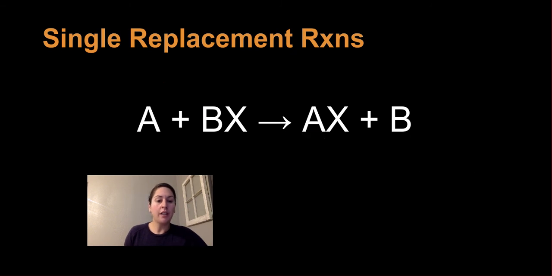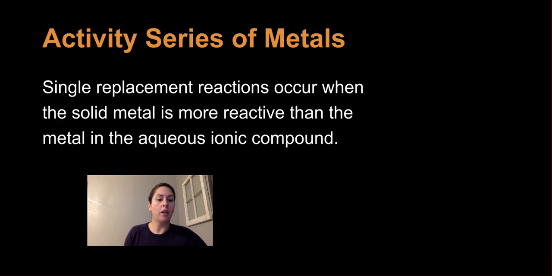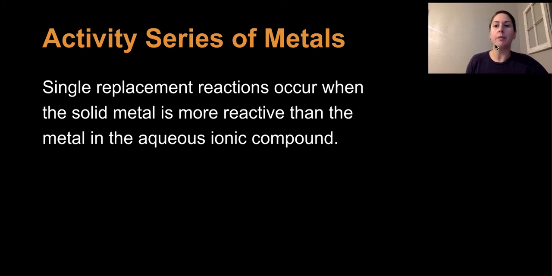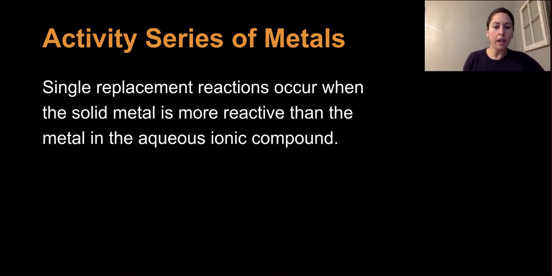So let's take a look at when this happens with metals. Okay? So metals are an example of when this will happen. And so you're going to want to definitely write this down. This is a really important part. It says that we have this thing called an activity series of metals. And so in a single replacement reaction, if the solid metal is more reactive than the metal in the aqueous ionic compound, then we will see that the reaction will occur. And so we have an activity series that helps us to do this.